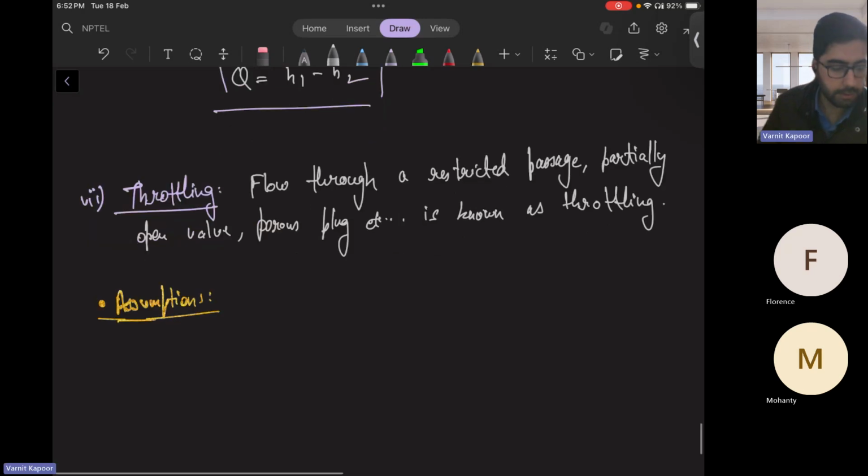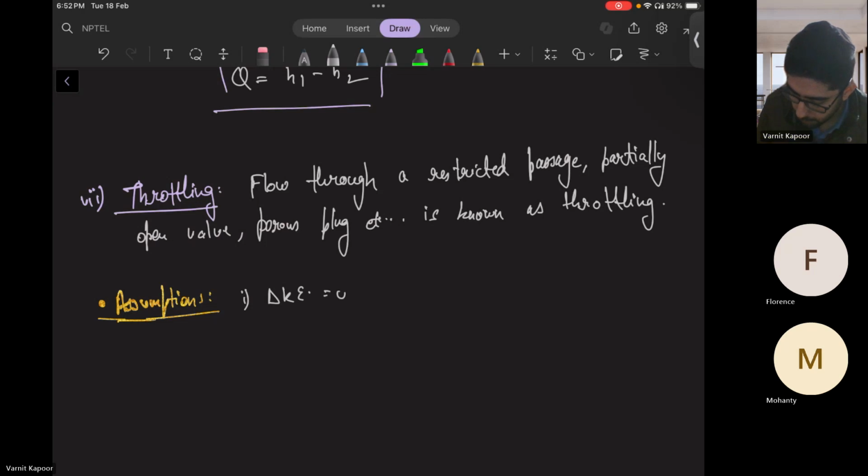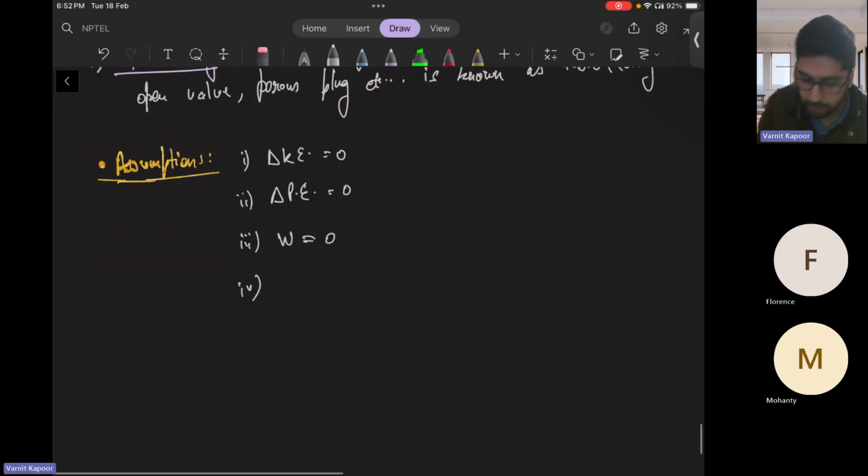So what are the assumptions? Change in kinetic energy 0, change in potential energy 0, work done is 0, and it's adiabatic. So again, your heat exchange is also 0. There is no work extracted out of the throttling device, as well as there is no heat exchange, adiabatic process.